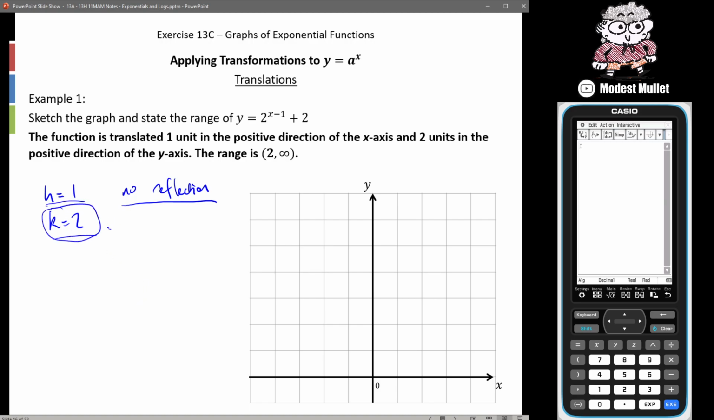So k is going to be where my asymptote is. Okay. So we've translated up because normally it's here at y equals 0. But we've translated up 2. So there's my asymptote there at y equals 2. Okay. Now we know normally that when x equals 0, it goes through 1.